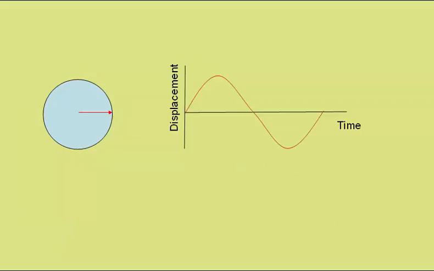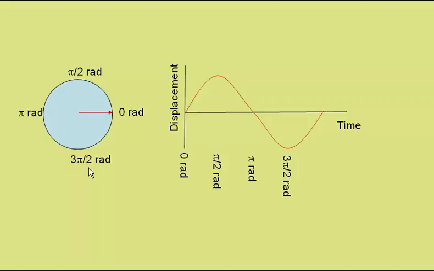An alternative method of labeling the angles would be in radians. So at this point the phasor has rotated through 0 radians. A complete rotation is 2 pi radians, and so here the phasor has rotated through pi by 2 radians. Pi radians, 3 pi by 2 radians, and then back here would be 2 pi radians.